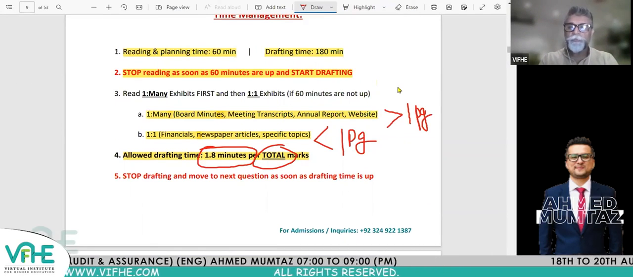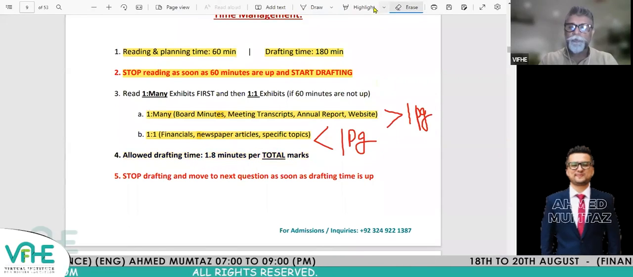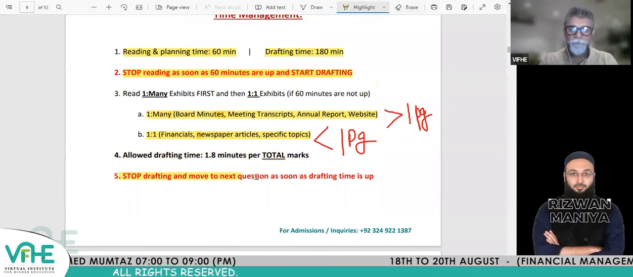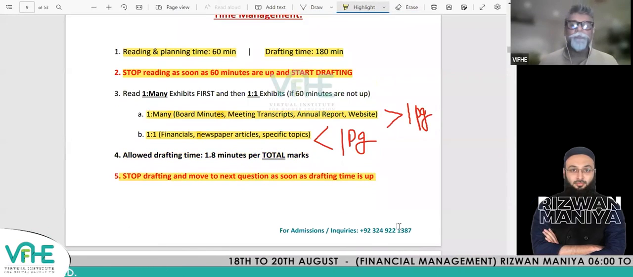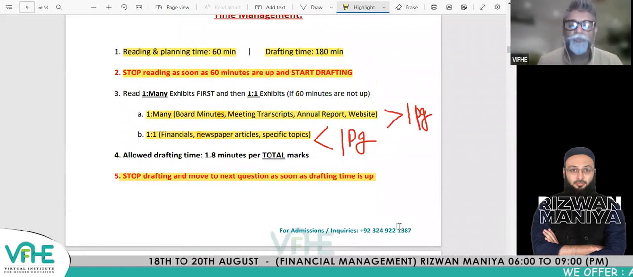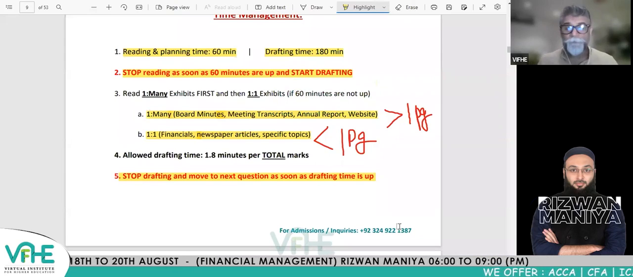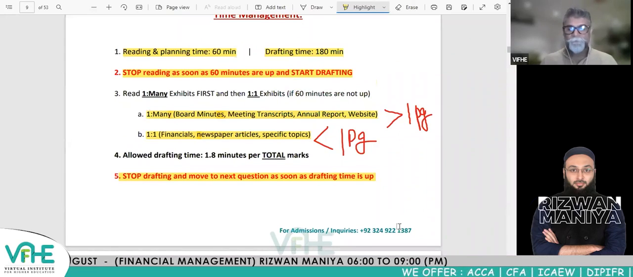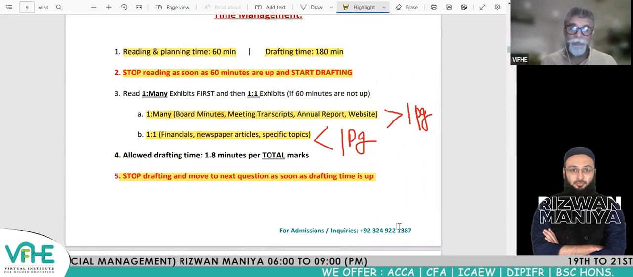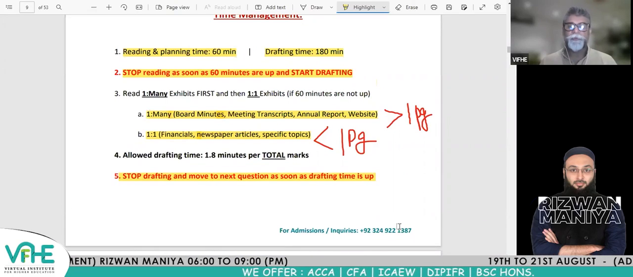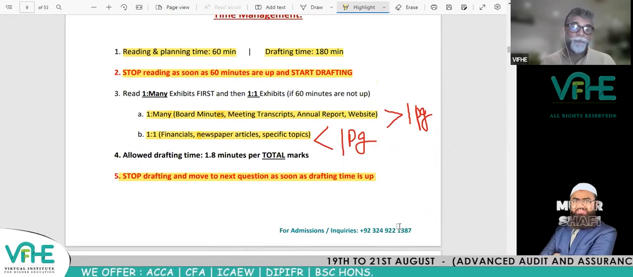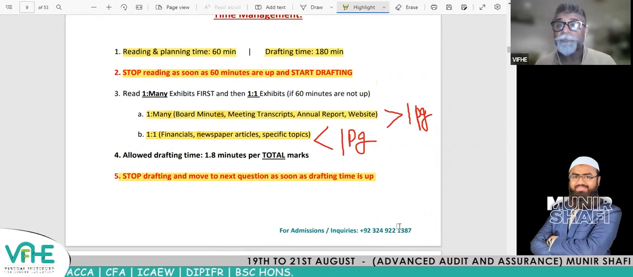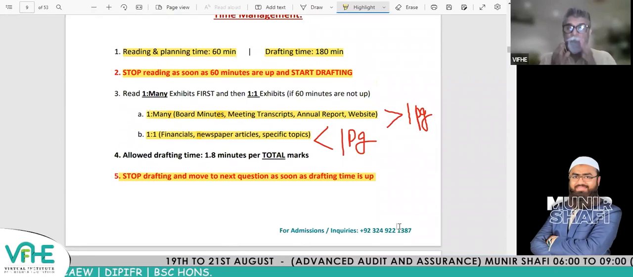Now, this one is very important. Stop drafting and move to the next question as soon as drafting time is up for that particular question. Please, I will read again because it is the most important thing. Stop drafting and move to the next question as soon as your drafting time is up for that question.